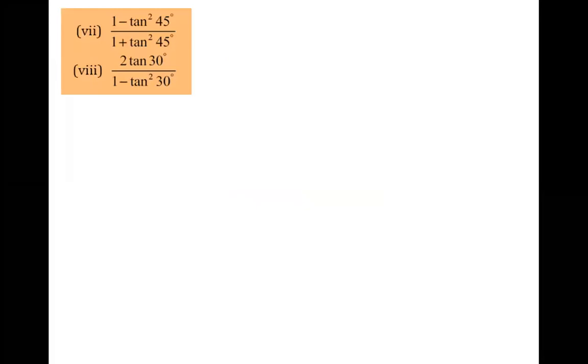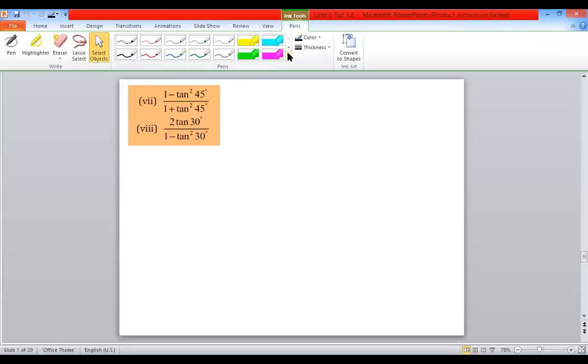Look here, the next example on your screen. Such type of example we will discuss here, number 6 and number 7. Let me solve it. First of all, write the example number 6. The answer of 6: the value of tan 45 is 1. Your question is (1 minus tan square 45) divided by (1 plus tan square 45).